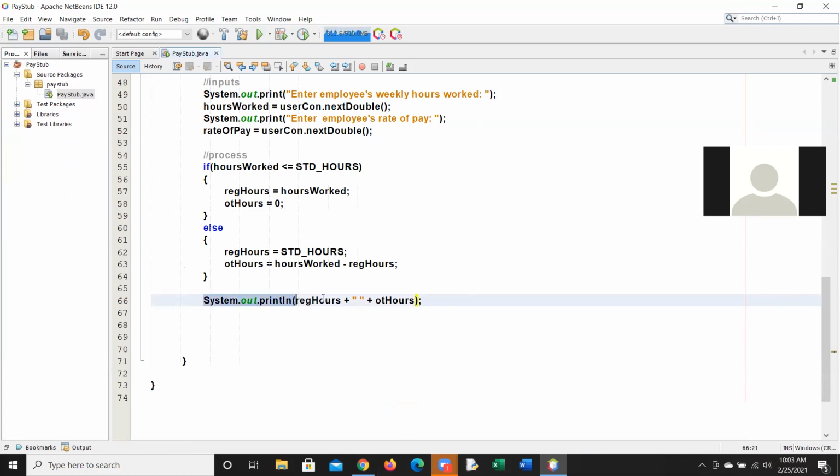So I can remove this now. If you want to keep it for checking, you can leave it there and just put 2 slashes in front of it. Okay, so then I got regular hours. So my next step is going to be regular pay will be equal to regular hours times the rate of pay, right?